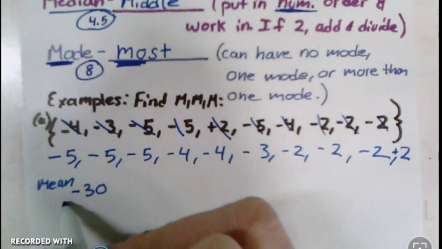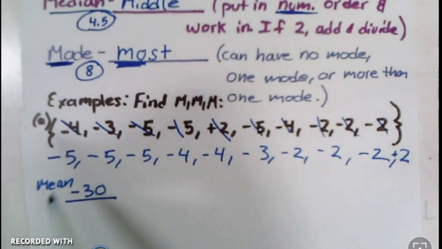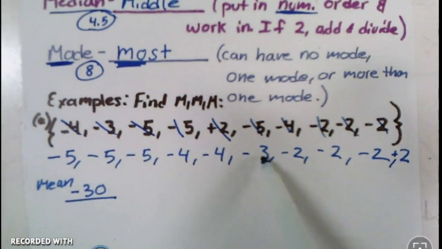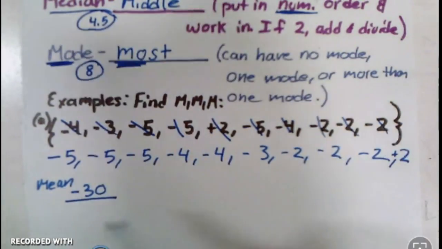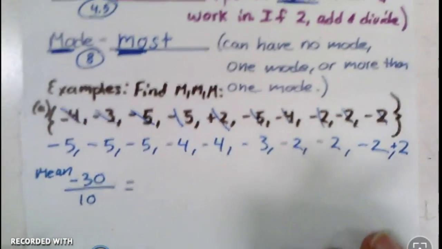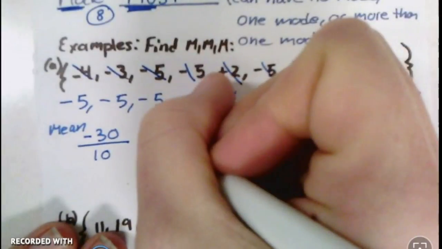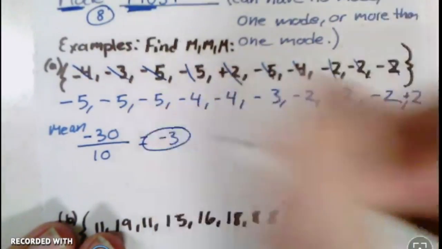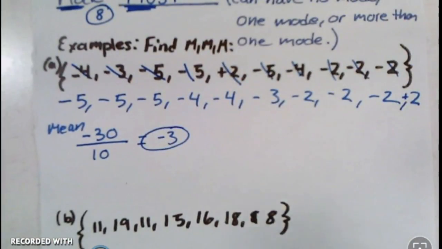Okay, and after I added them all up, I need to divide it by the amount of numbers there are. So there's 1, 2, 3, 4, 5, 6, 7, 8, 9, 10 numbers. So I'm going to divide it by 10, which means that my mean is -3. Okay? Now next let's find our mode.